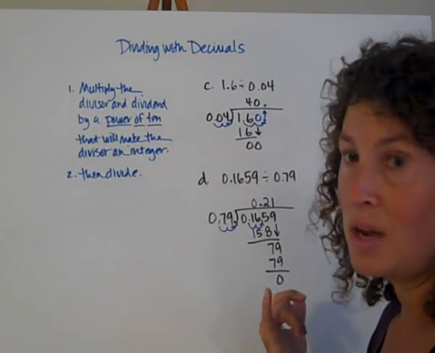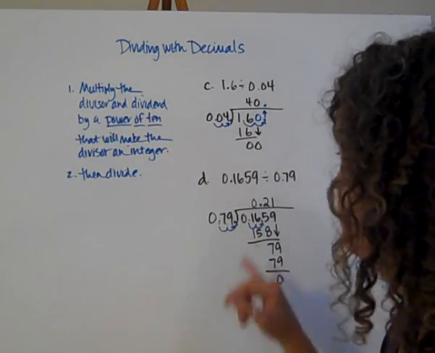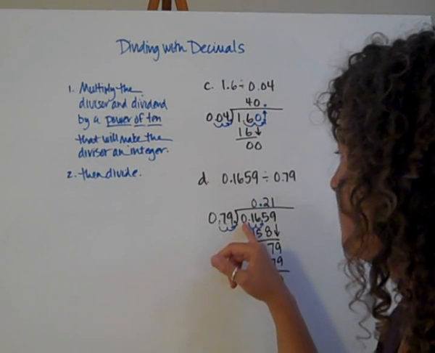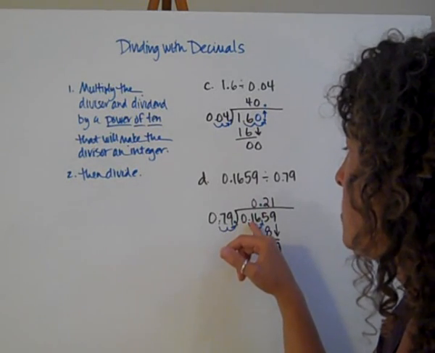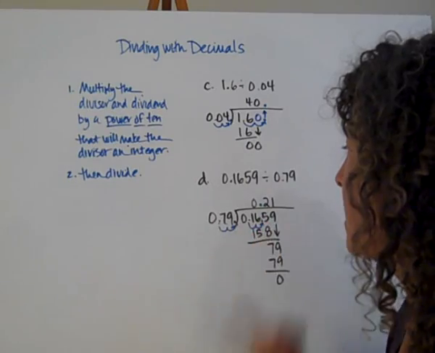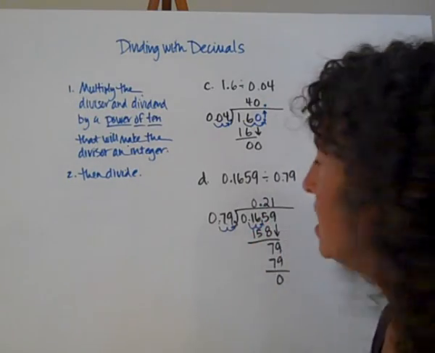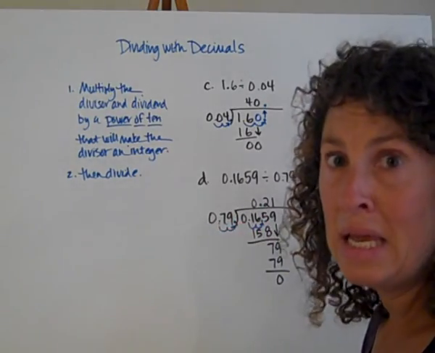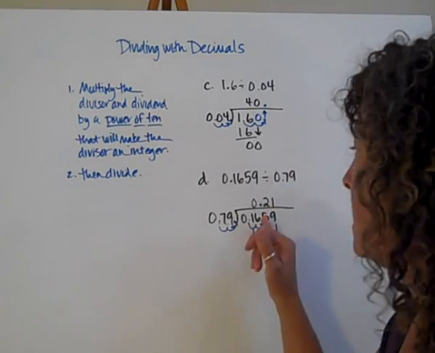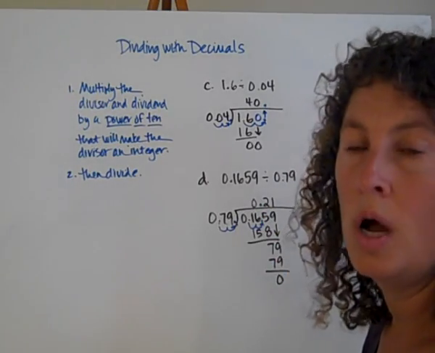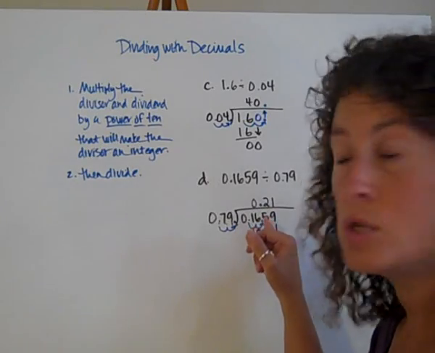Alright, 79 is a kind of big number. We'll round and think about 80. I can't put 79 into 0. I can't put it into 1. I can't put it into 16, but I can put it into 65. If we think of this as about 80, 80 times 1, 80, too small, 80 times 2, 160. Oh, that's pretty close. So let's try 2.